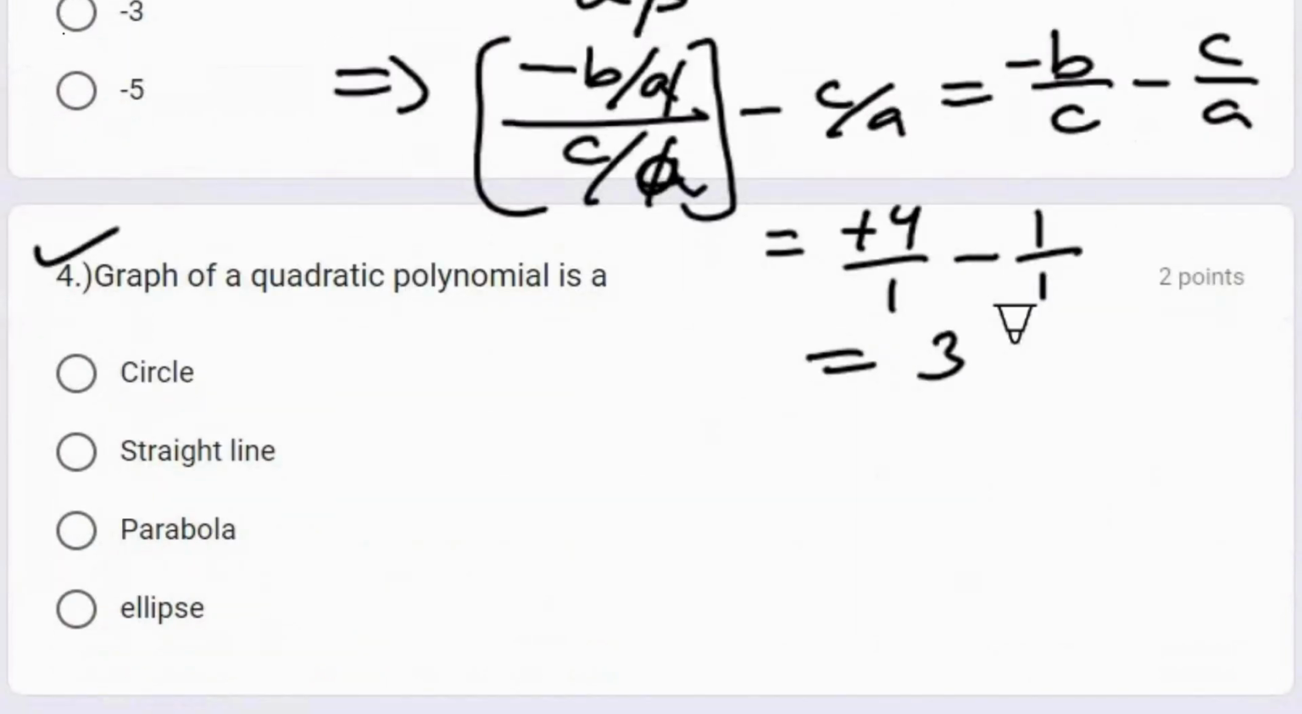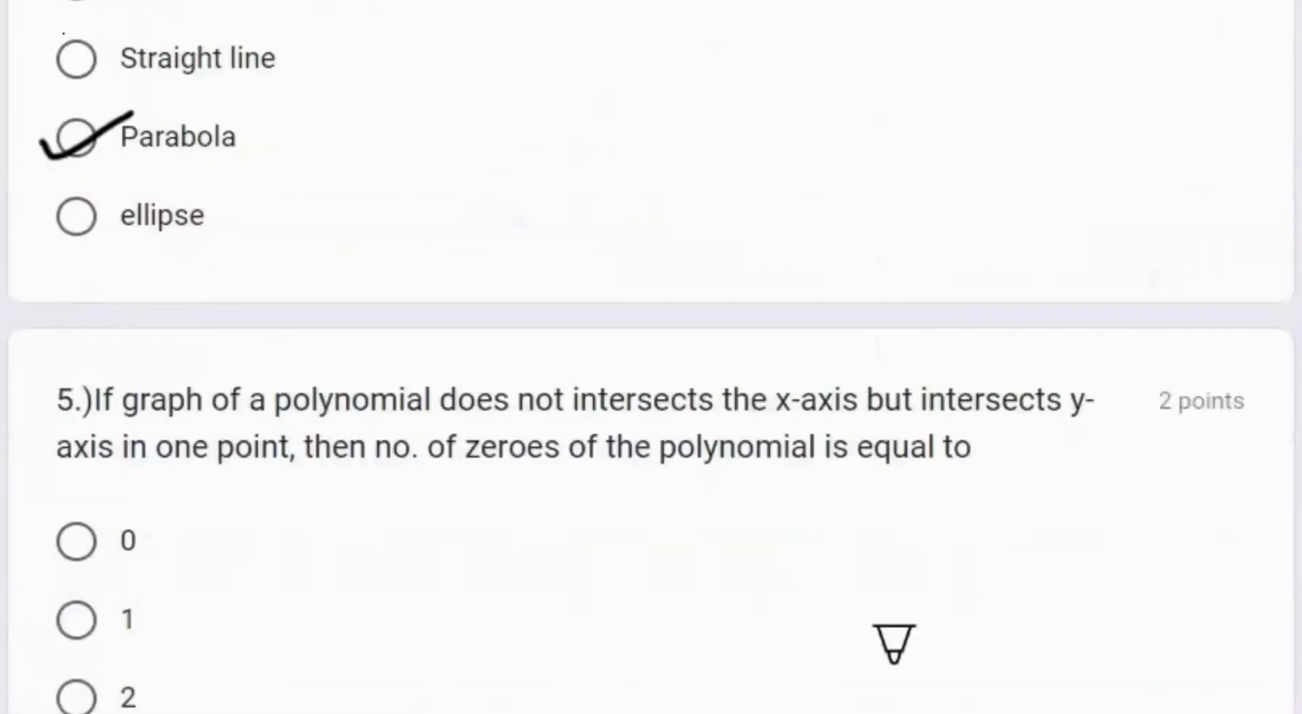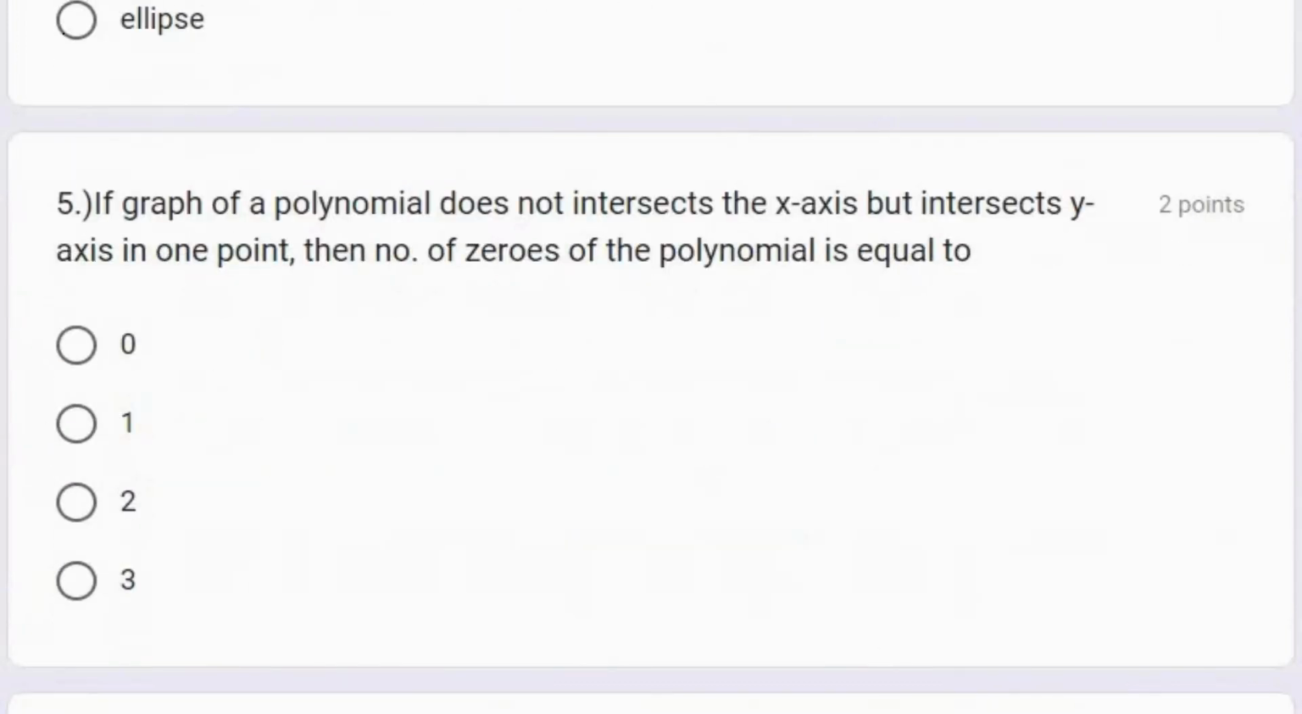Coming to fourth question. Graph of quadratic polynomial is a parabola. Fifth question. If graph of a polynomial does not intersect x-axis but intersects y-axis at a point, number of zeros of the polynomial.